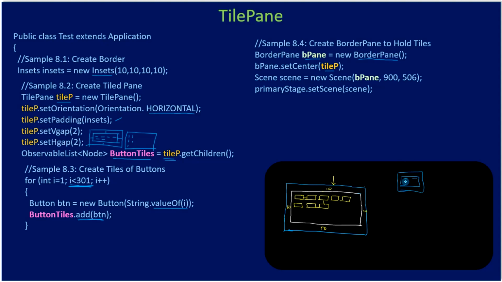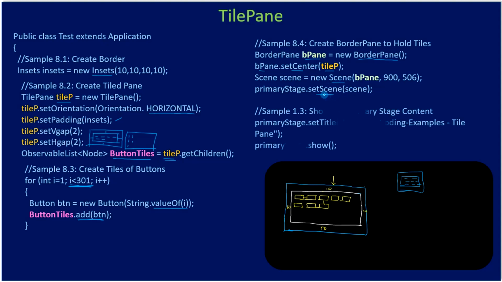The tile pane will contain a pack of 300 controls. So we call setCenter on the border pane, and we give our tile pane which we made ready. Once the border pane is ready, we construct the scene and set it on our primary stage. Then we set a title for our primary stage, and we show the primary stage to the user.